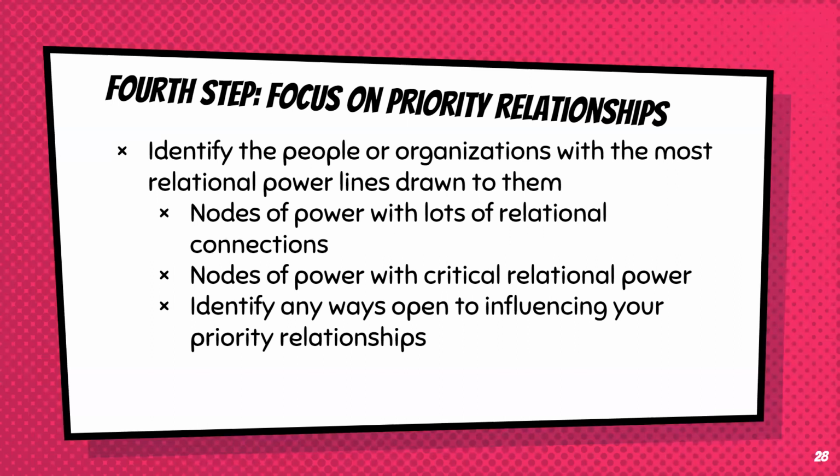Another way to find potential priority relationships is to identify a node of power that perhaps holds one or more critical relational connections or seems to be extremely influential, even if they do not have as many connections as another node of power. Remember, your focus is on mapping out the best way of influencing your focus. There are multiple ways of doing this, and it will be different for every focus. Once you have identified these priority relationships, you then need to look at whether you or your organization have any links or influence over the priority relationships. Depending on this, you may need to do another power map for these priority relationships to determine how you can try and influence them.